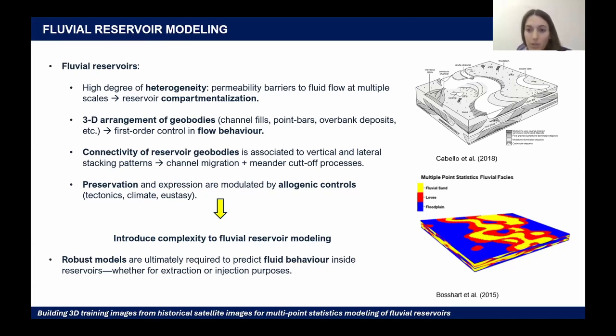I'd like to start with a short introduction about fluvial reservoirs, which exhibit marked heterogeneity due to the occurrence of permeability barriers to fluid flow at multiple scales. As a result, fluvial reservoirs present a high degree of compartmentalization. At the geobody scale, the 3D arrangement of geobodies like channels, point bars, overbank deposits, etc., exerts a first-order control on the flow behavior. Connectivity of reservoir geobodies is associated with the vertical and lateral stacking patterns of the fluvial system, and both are controlled by channel migration and meander cutoff processes.